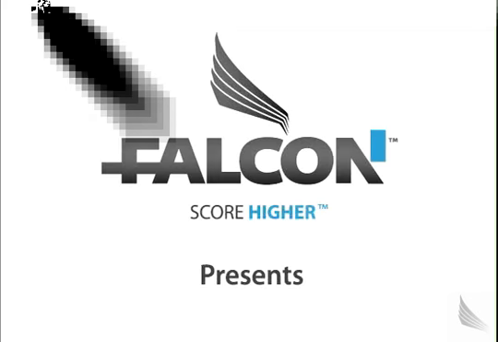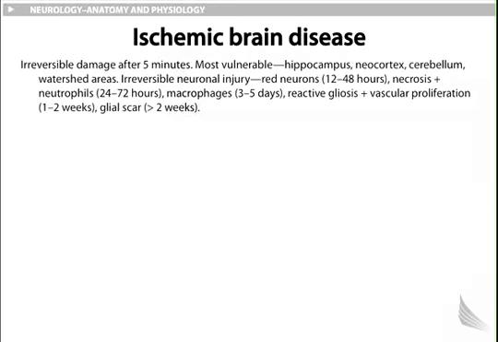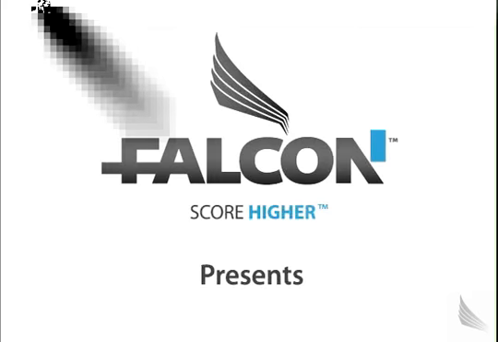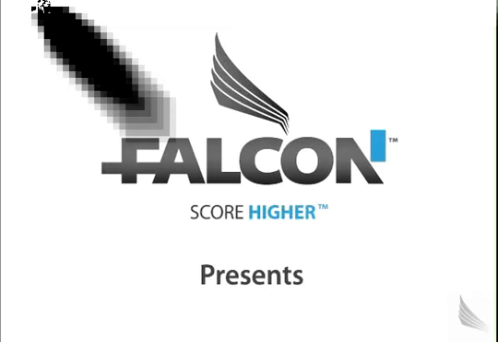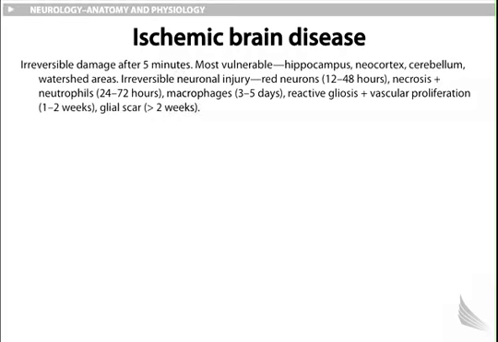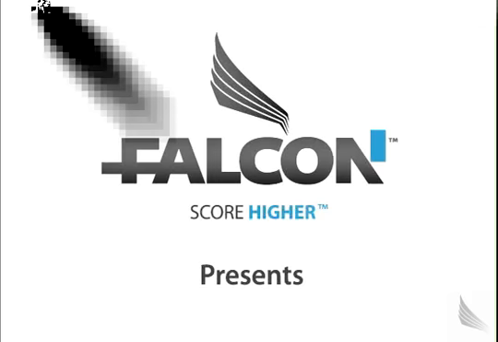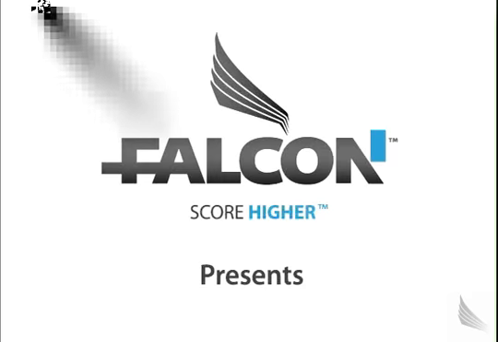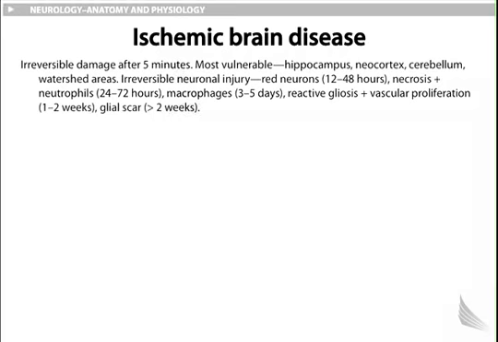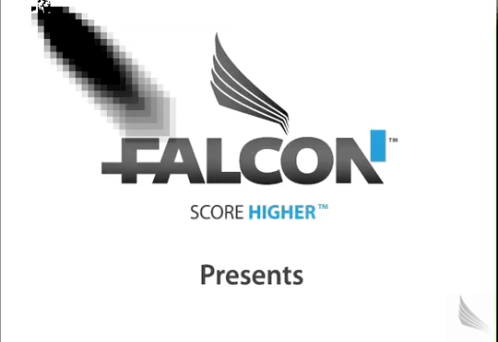Pathologically, ischemic changes go through a number of stages. Early, meaning 12 to 48 hours, the neurons tend to appear red. Later, 24 to 72 hours, necrosis and neutrophil invasion is seen. At 3 to 5 days, macrophages are seen. At 1 to 2 weeks, there is vascular proliferation, and beyond 2 weeks, there is a glial scar.